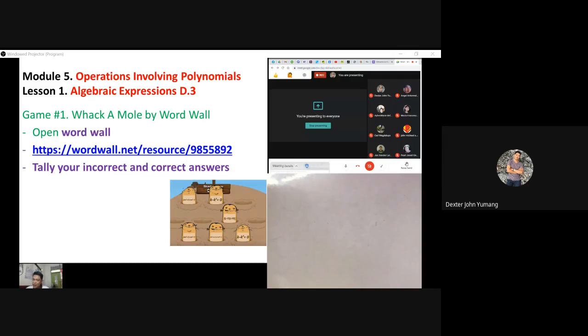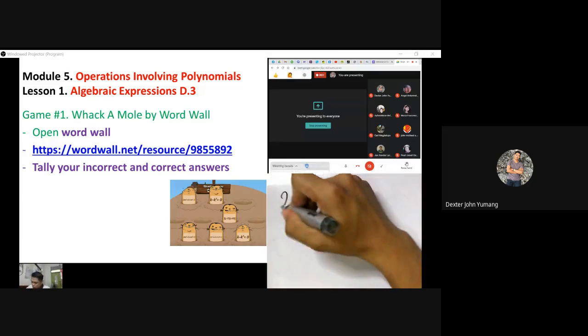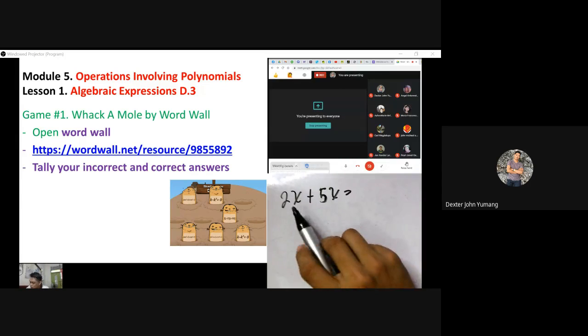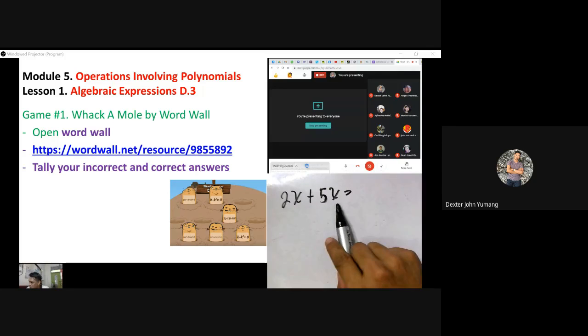Ano po yung itatouch po ninyo na mole? Yung tama lamang po na mole. Ano po yung tama na mole? Example, nag-solve kayo 2x plus 5x. In this case, you are going to add. They have the same variable or the same apelyido. The pangalan is 2, the apelyido is x. The name is 5 and the family name is also x.